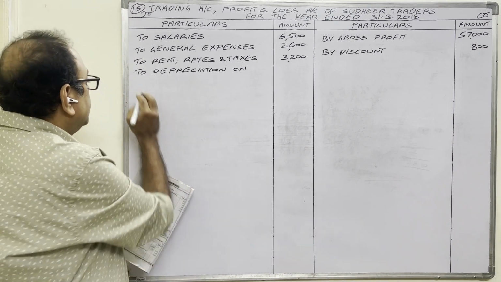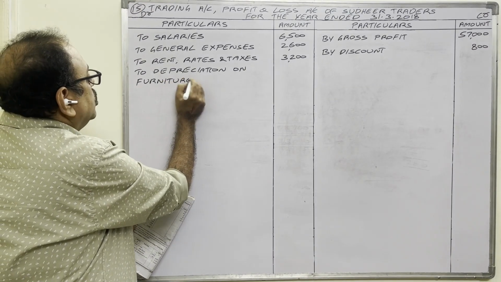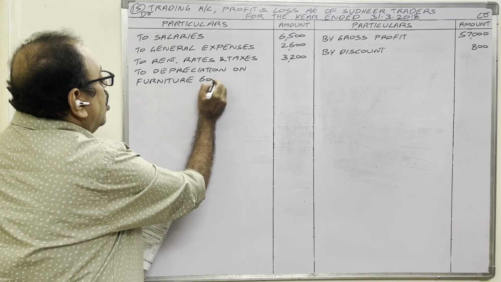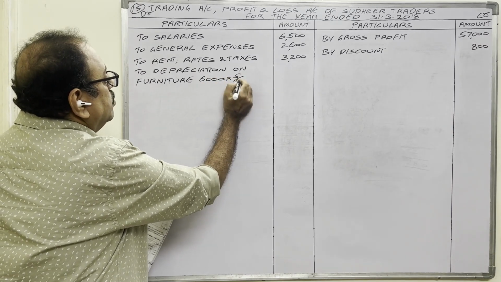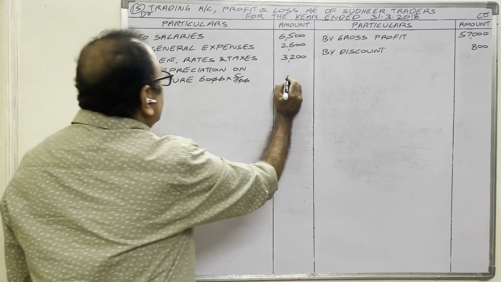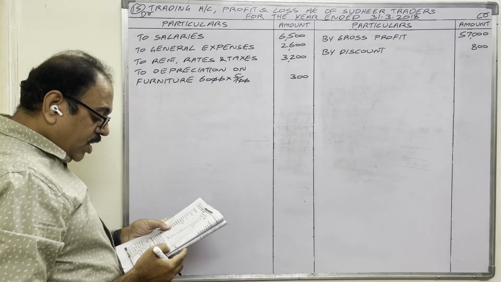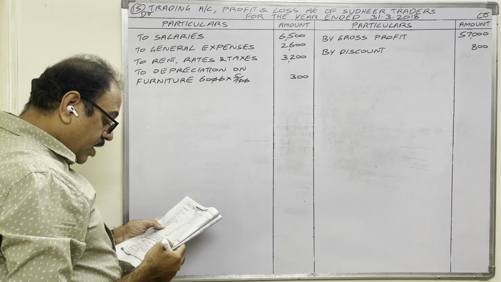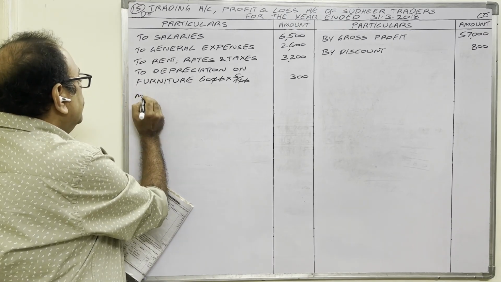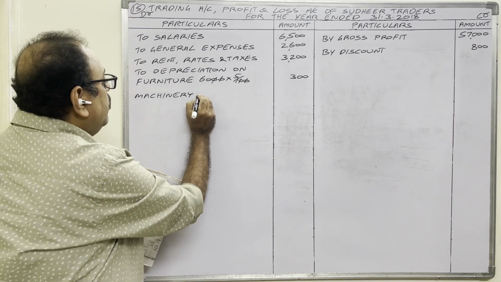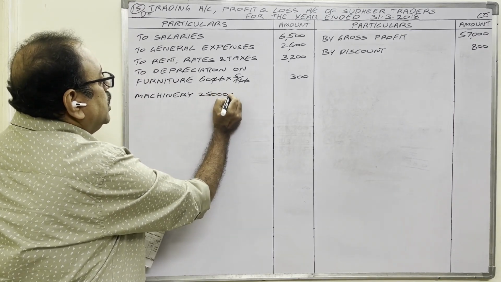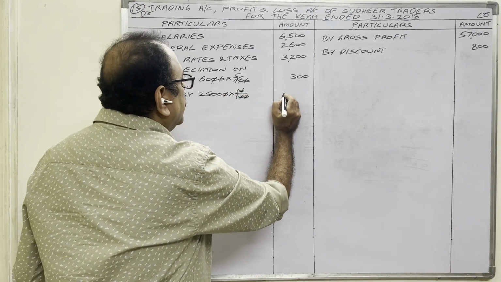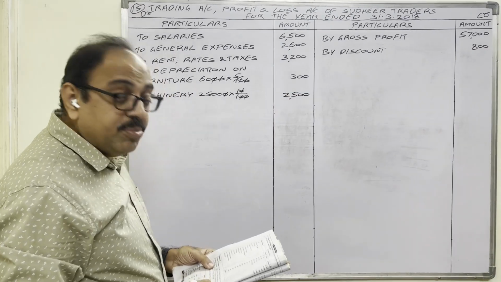First asset, furniture. On furniture, 5% we should calculate. Furniture value in trial balance 6,000. On this 6,000, 5%: 300 rupees. Again, you need not write to depreciation on machinery. Already we wrote to depreciation on, so directly the word machinery we will write. Machinery value in trial balance 25,000. On machinery 10% we should provide: 2,500 in outer column.